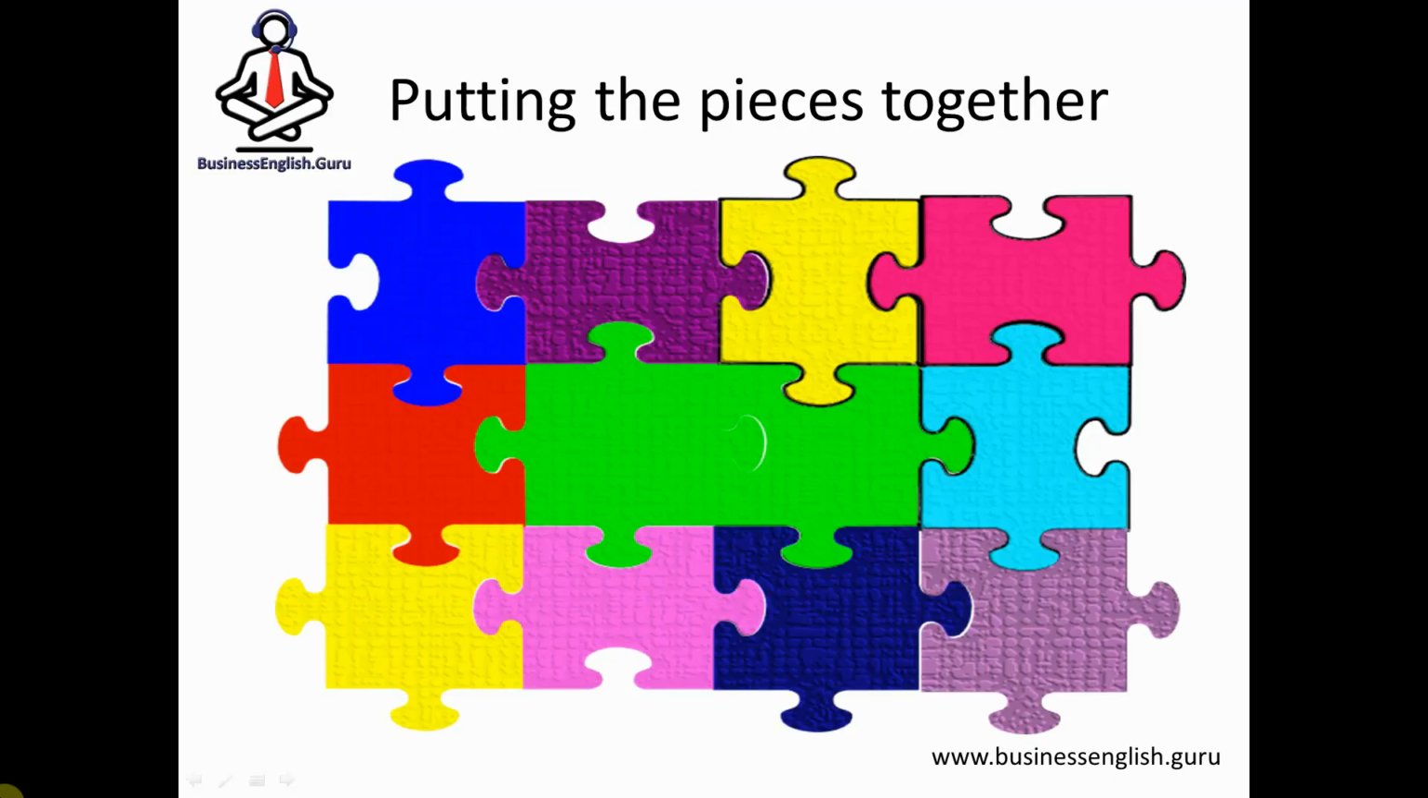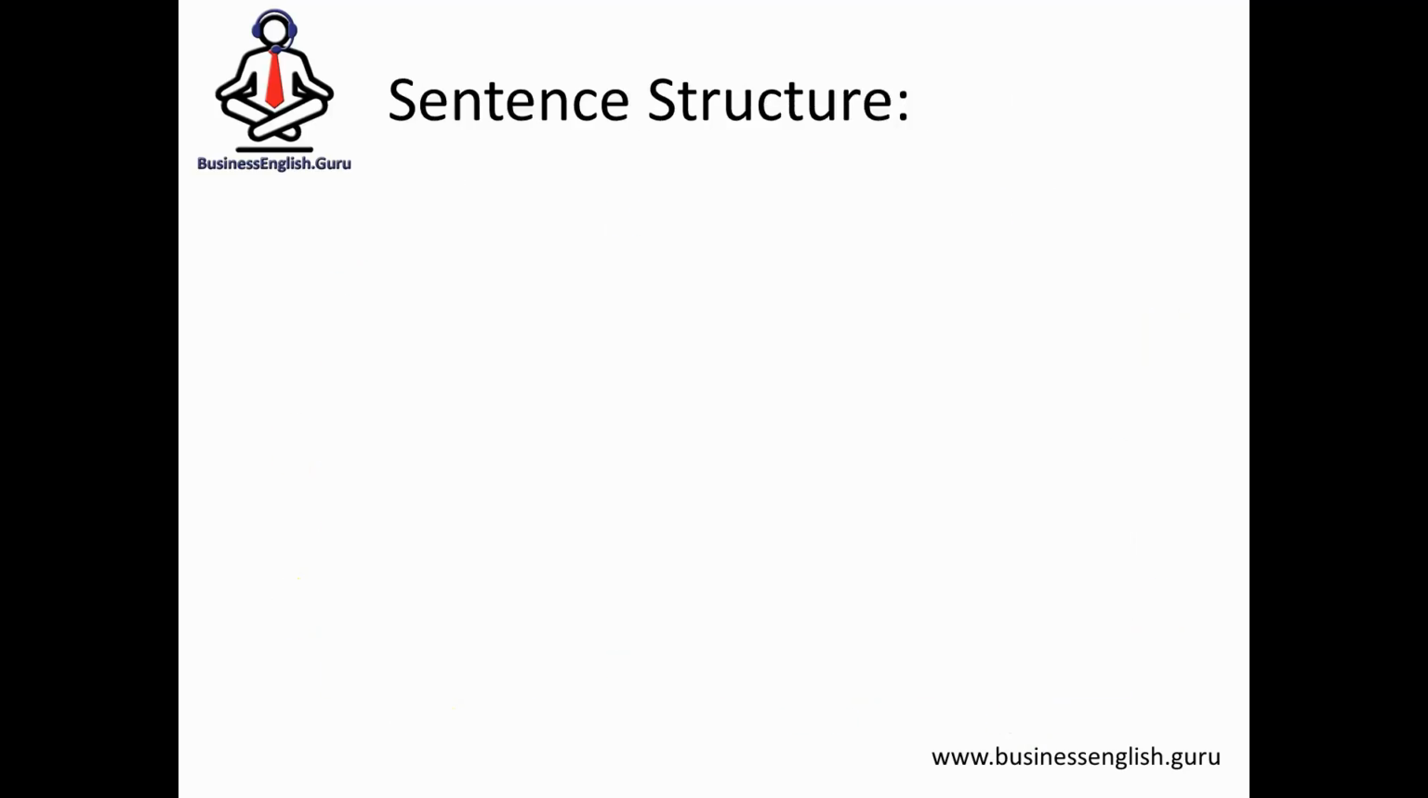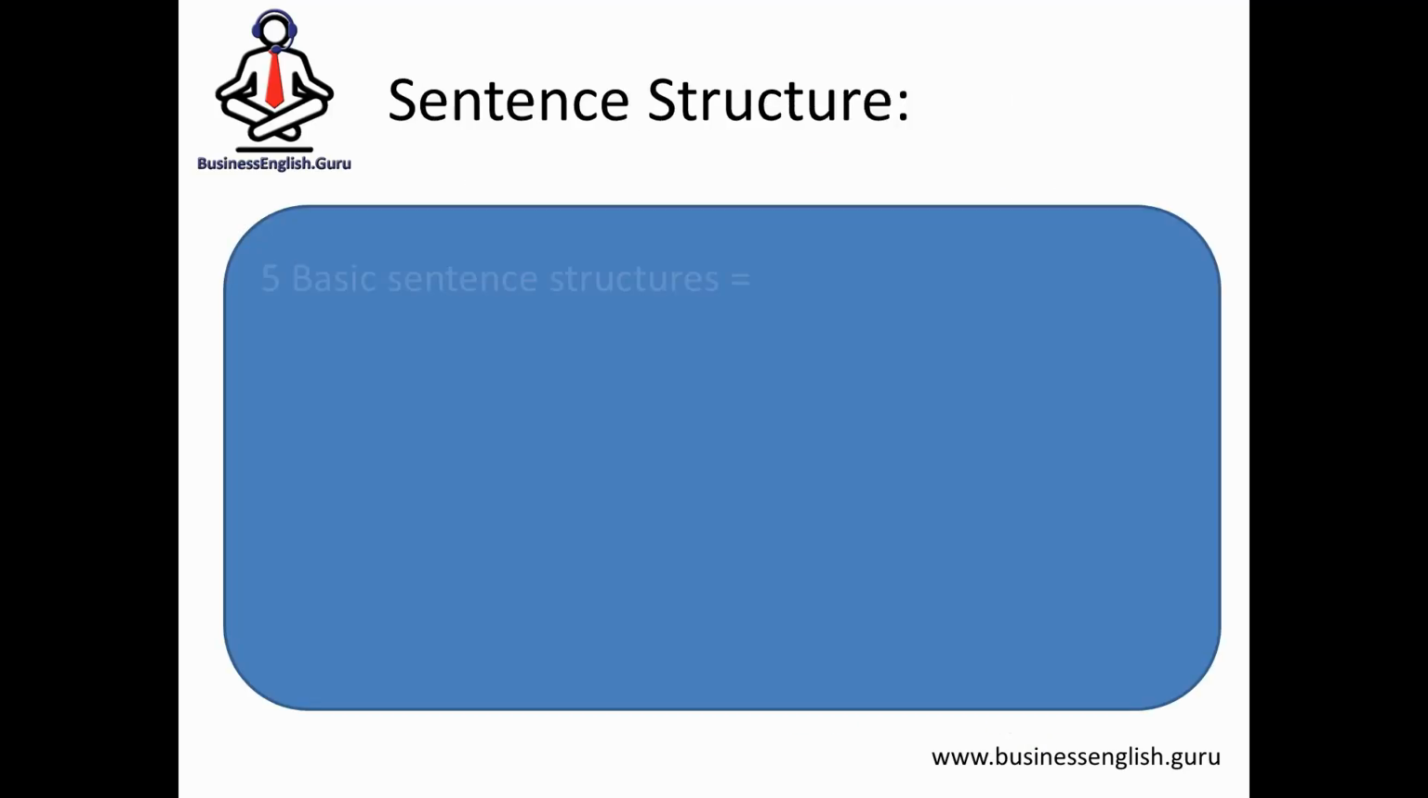Then all we need to do is to put all these little pieces together. So we can join our compound nouns or our nouns, our objects, adverbs, verbs, etc. to make a sentence. Now there are many other elements to sentences. The more complex they become, the more other pieces you'll have in your jigsaw. But we're just talking about basic sentence structure today. So let's look at 5 basic sentence structures.